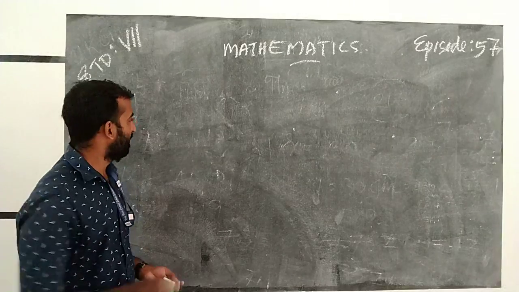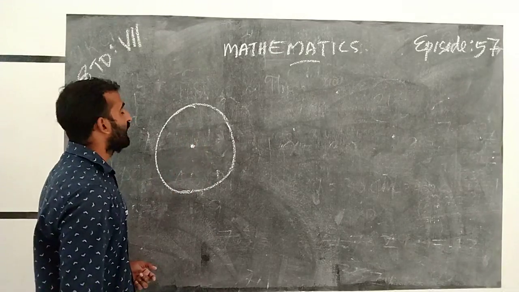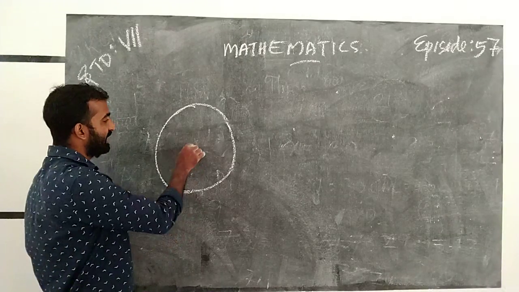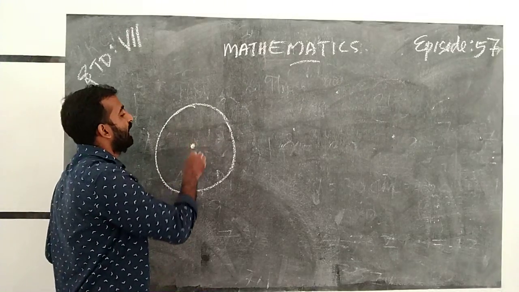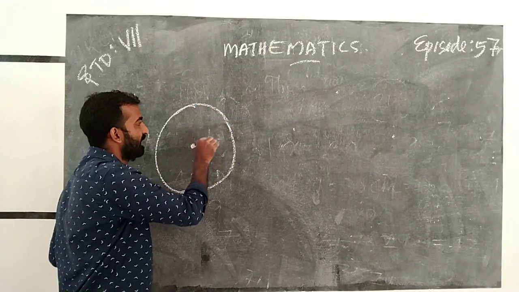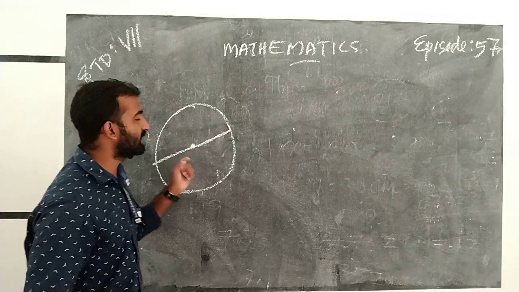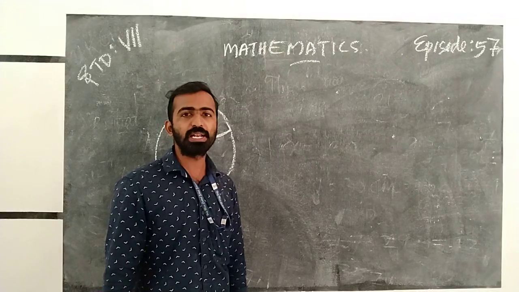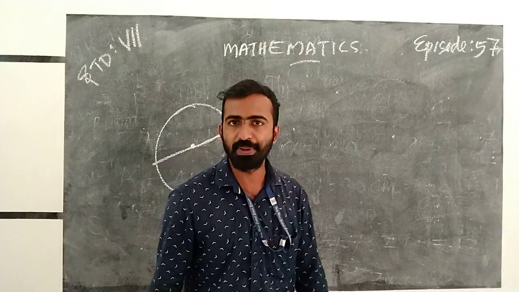In a circle, what is a circle? A circle has a center, and it is the collection of points equidistant from that point. This is the circle, this is the center of the circle. This line is called the radius and this is the diameter. A line passing through the center of a circle is called the diameter, and half of the diameter is the radius. We can draw circles with a compass and pencil.